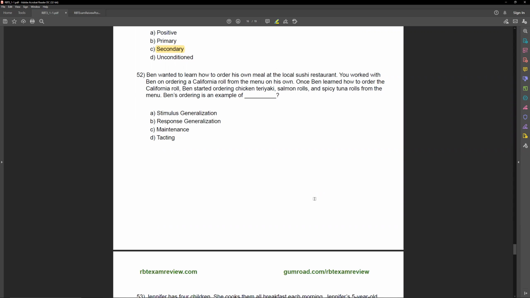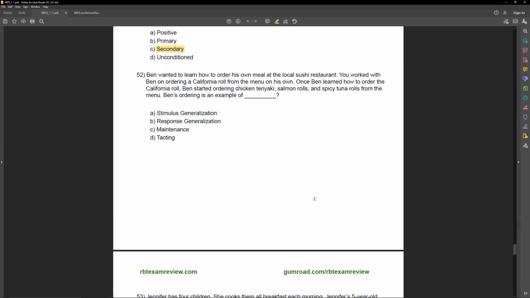Okay, so kind of a real life example where you've taught your client Ben to order from a menu. He can now go to restaurants, okay, and order for himself. But all you taught Ben was how to order a California roll, and now Ben can order all these other items. So what is Ben doing?